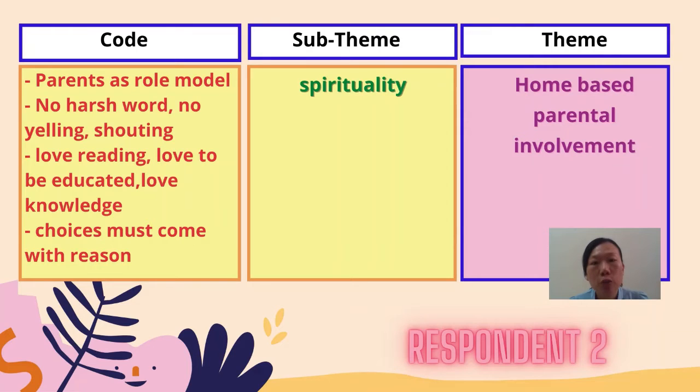As for the second respondent, she will become the role model of her children. She will never argue in front of her children. There's no harsh word, no yelling, and no shouting. She also instilled the values of loving reading, being educated, and loving knowledge. She also teaches them that choices must come with reason.